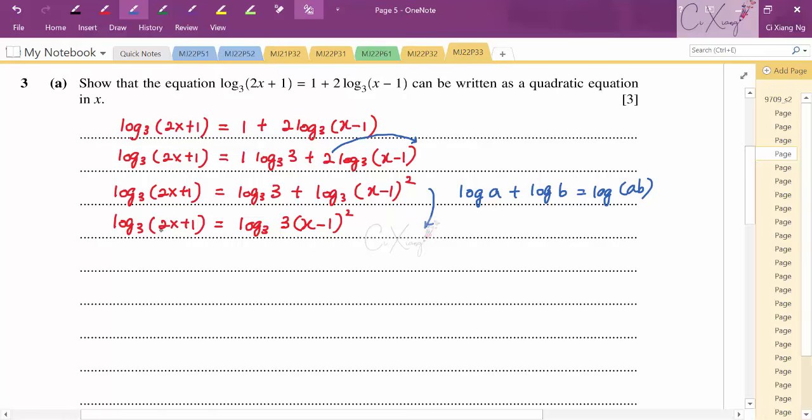And now until this step, we have each side with 1 log base 3. So I can cancel off the log base 3 and leave only the function with the x on both sides. To simplify it, I'll expand the (x minus 1) squared. Right, so this is what we have. And then if I continue further and rearrange everything, you should have 3x squared minus 8x plus 2 equals 0. So you can see that we are getting this quadratic equation in x.